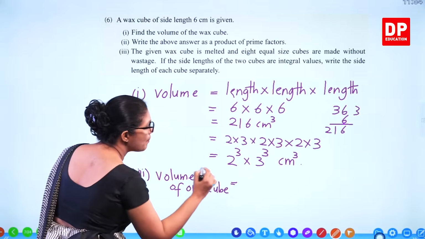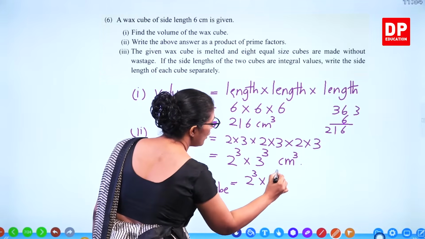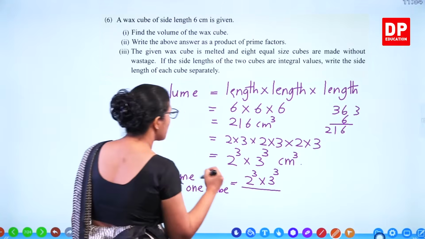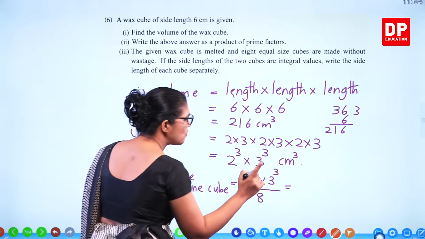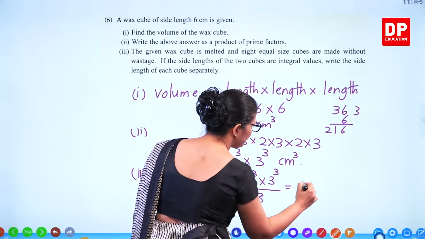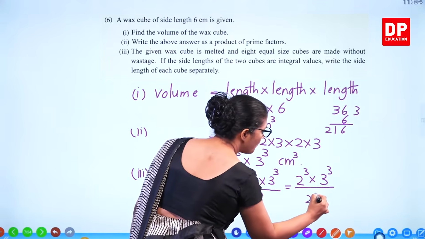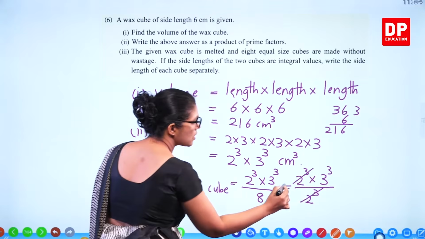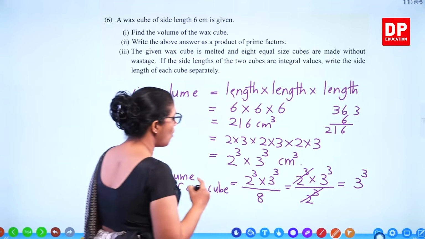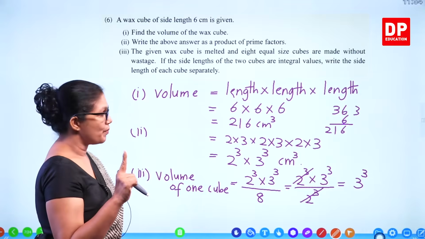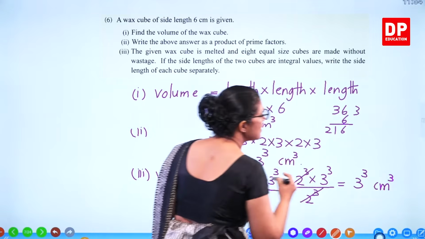So you have to divide by 8. So this is the total volume. Divide by 8. 8 means 2 to the power 3. So can you see this one gets cancelled out? So you get 3 to the power 3 is the volume of one cube. That's 3 to the power 3 cubic centimeters.